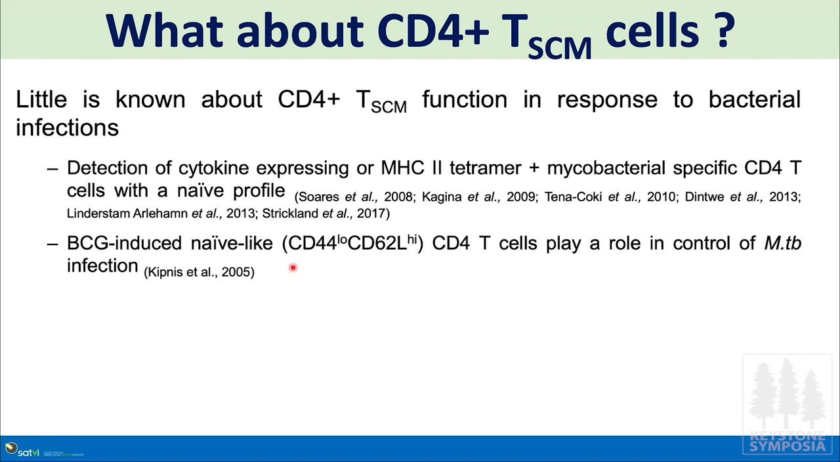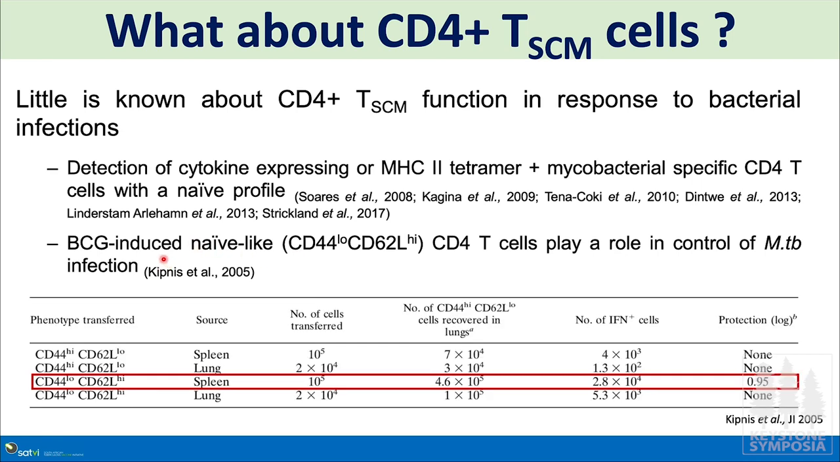But a study in mice showed that when you vaccinate the mice with BCG, then isolate these naive-like CD4 T cells and transfer them to naive mice that don't have T cells, they actually play a role in controlling MTB infection, where you have a higher proportion of effector phenotypes that produce more gamma interferon, which has been shown to be essential for MTB control. And there is almost a log difference in MTB control when you transfer these naive-like CD4 T cells, highlighting the importance of MTB-specific or mycobacteria-specific naive-like T cells.